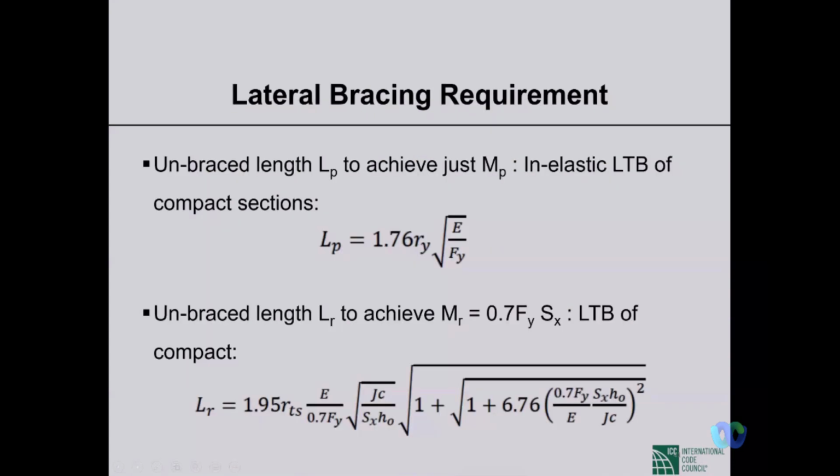So, if we want to keep the unbraced length, the unsupported length, within limits to avoid elastic lateral torsional buckling, these limits LP and LR will guide us on what the unbraced length should be. So we can identify where we have to put bracing to brace sections.